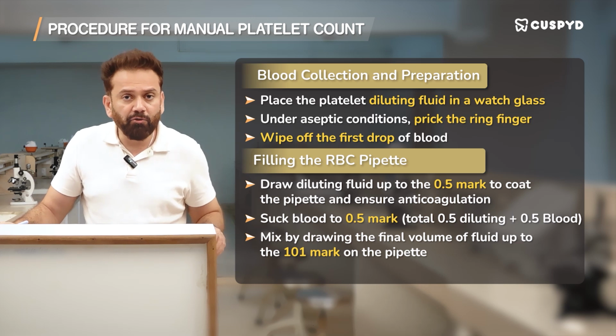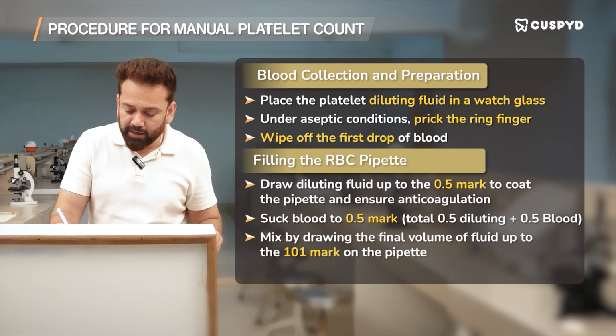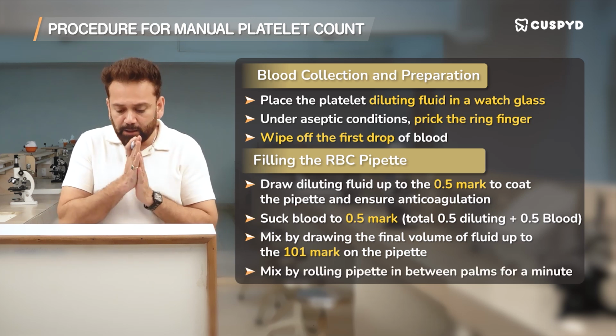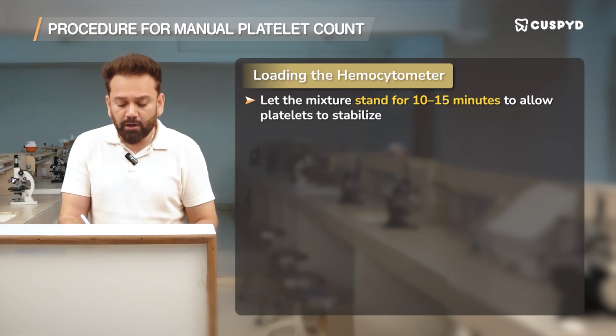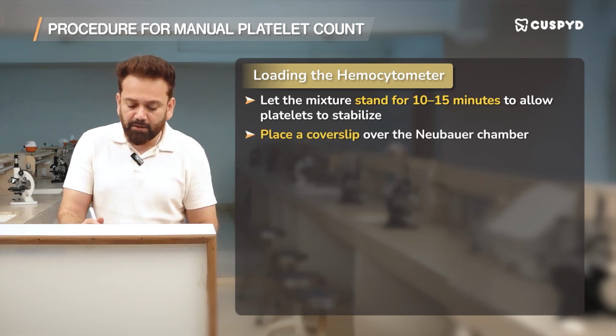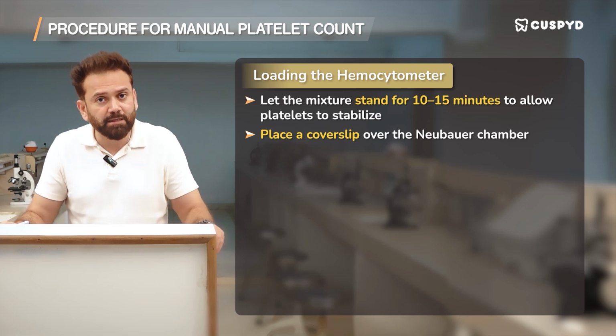In RBC, we use 101.5 and then 101. Similarly, we are using the 101 mark. Now mix by rolling the pipette between the palms. Keep the pipette for 10 to 15 minutes. Place the cover slip over the chamber. And now you have to focus on what? WBC square or RBC square.